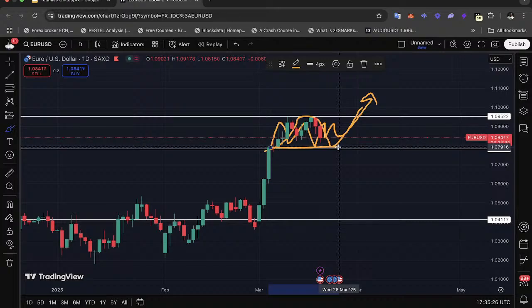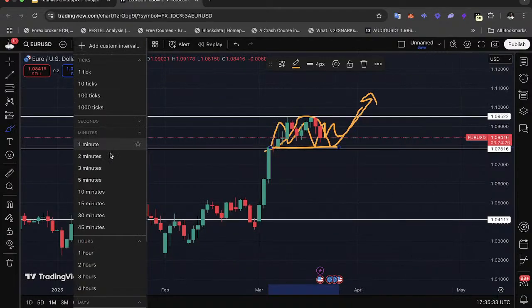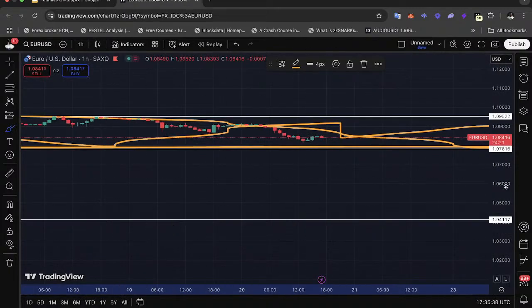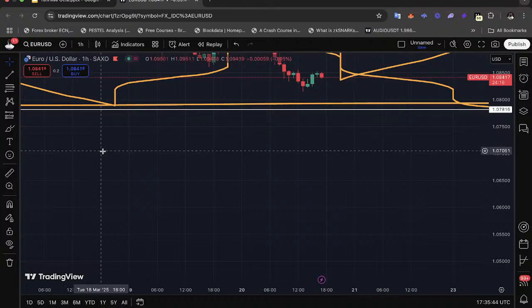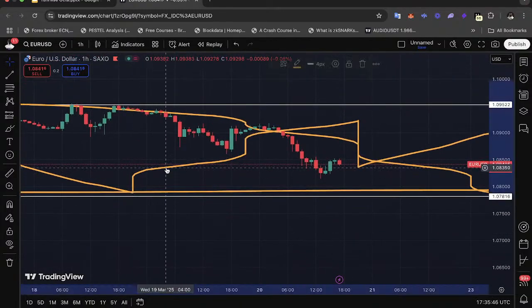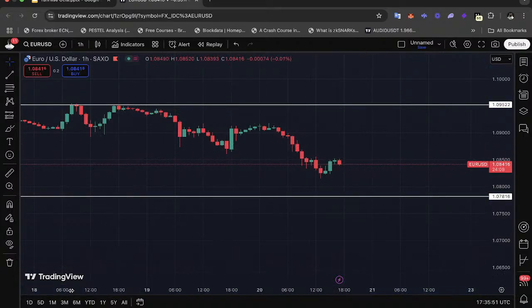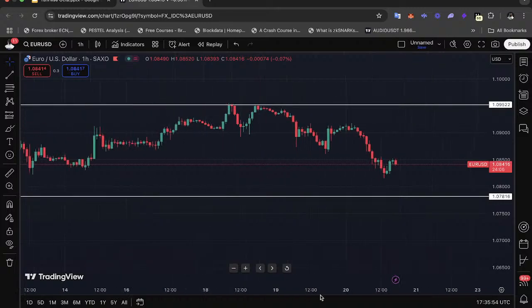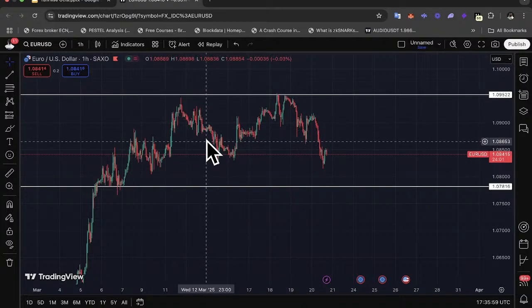All right, so that is why we further made our conclusion as to the probability of price going up. And that's it on EURUSD.